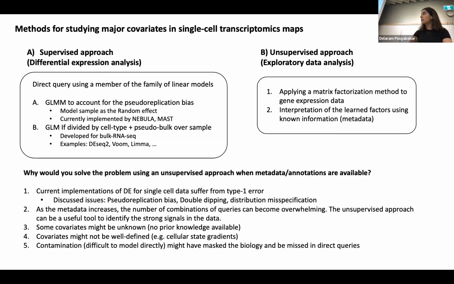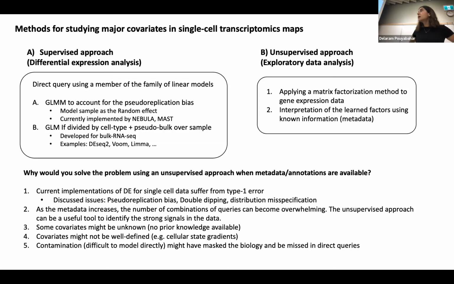The second reason is that as the metadata increases, when you're handling very large data sets with a lot of different metadata, the number of combinations of queries can become overwhelming. You might wonder what you should even be looking for, because there's so much information and so many interesting questions that you could look into. An unsupervised approach can be a useful tool to quickly identify the strong signals in your data without needing to specify each of the queries individually.